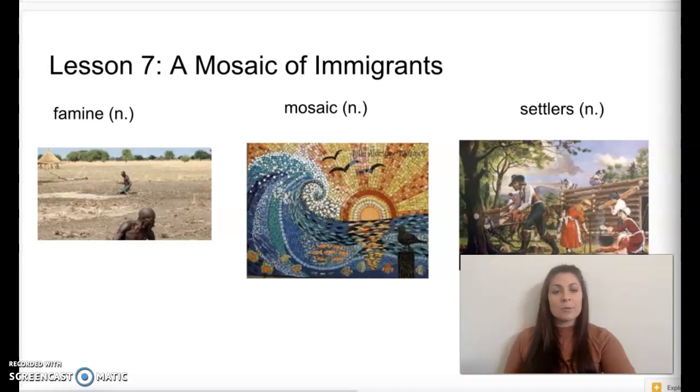Our next vocabulary word is the word mosaic. Say mosaic. A mosaic is a picture made up of many small pieces put together.